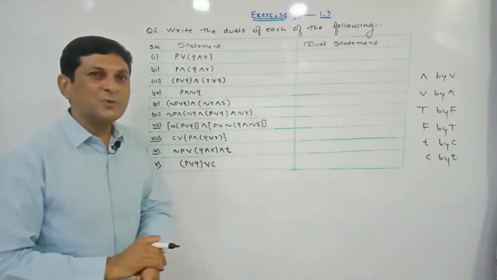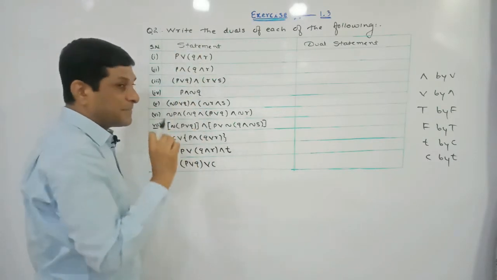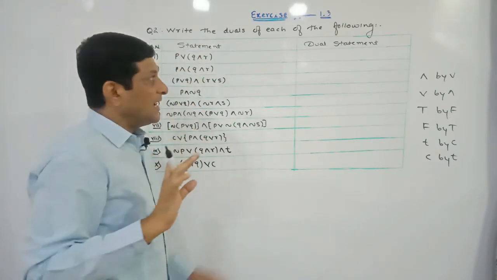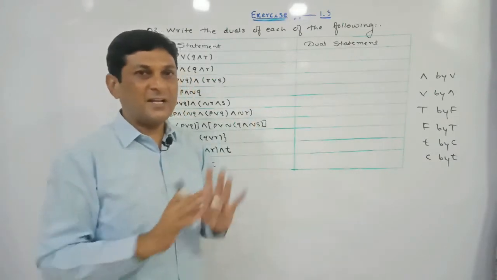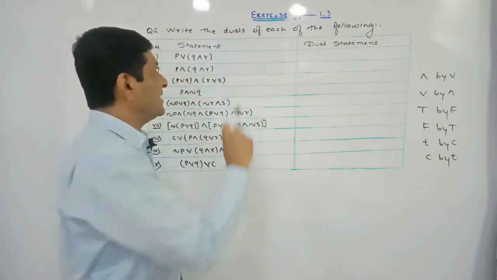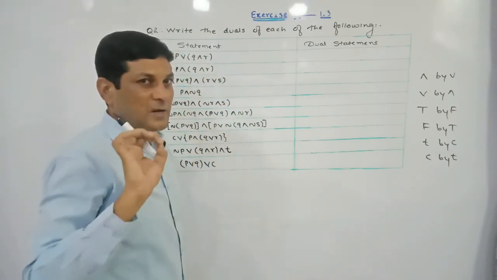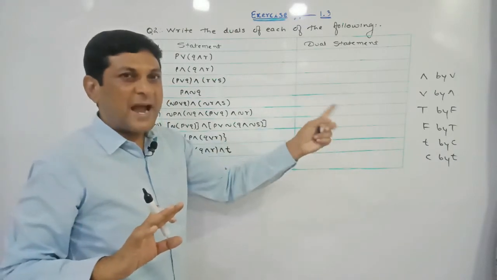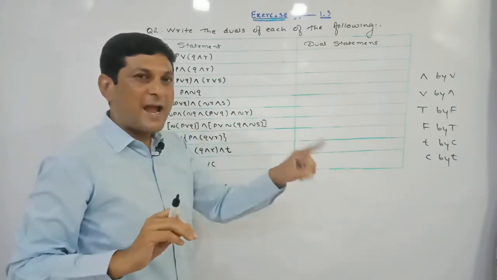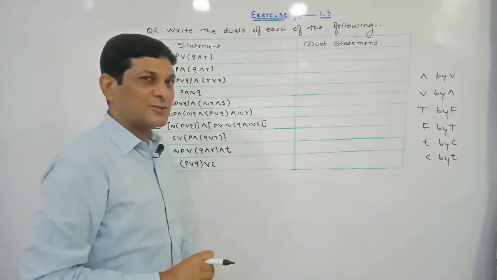So applying these rules, let us try to solve the first example. Here 10 examples are given in our textbook, and I have prepared a table. On the front side, we are finding the dual of the given compound statement. So observe the first statement. We are not disturbing the letters, and we are not disturbing the brackets either. We only have to use this rule: if and appears, replace it by or; or by and; T by F; F by T; small t by small c and small c by small t.